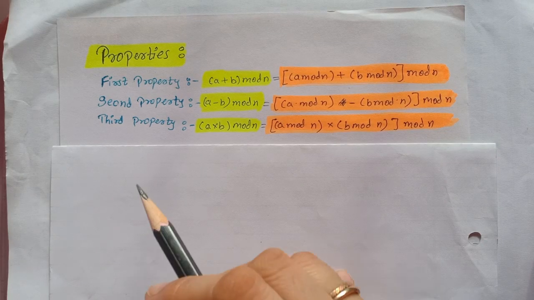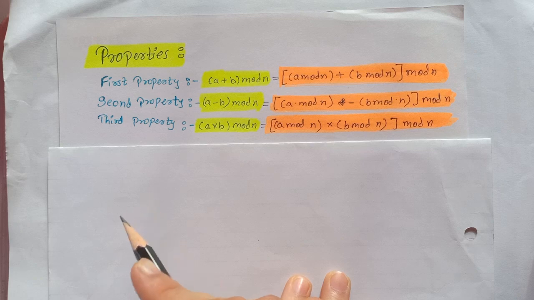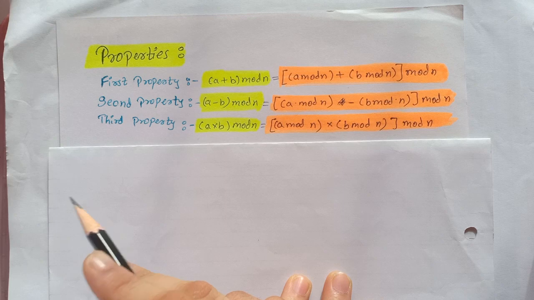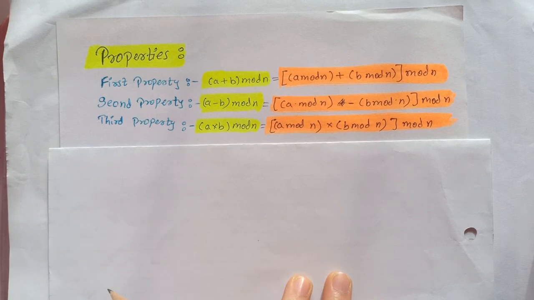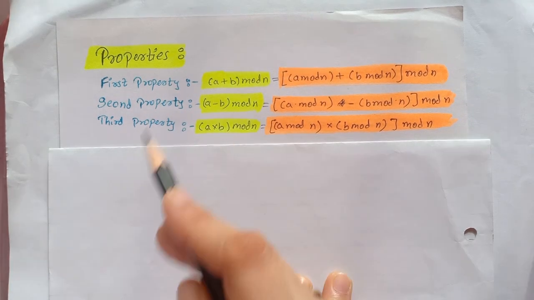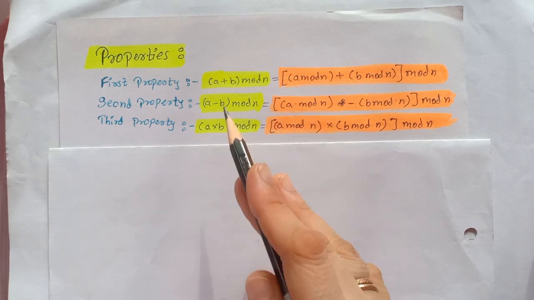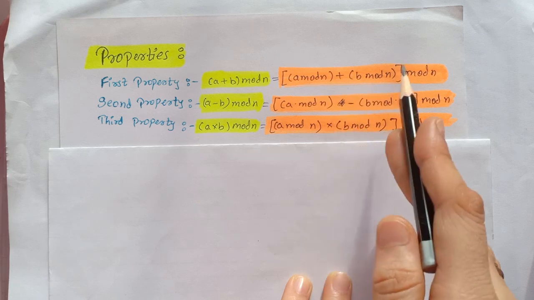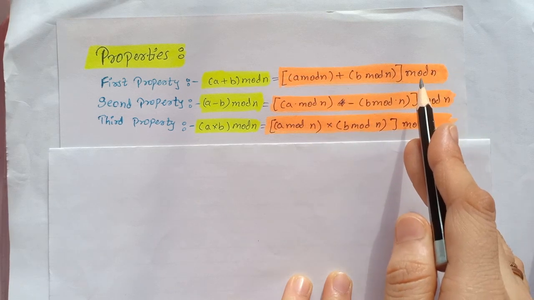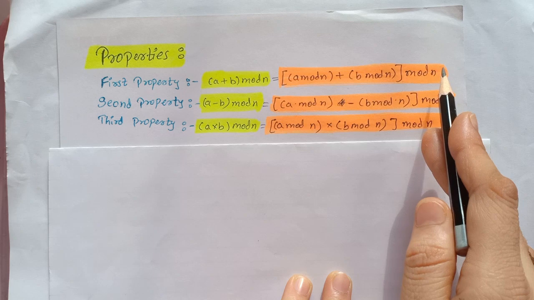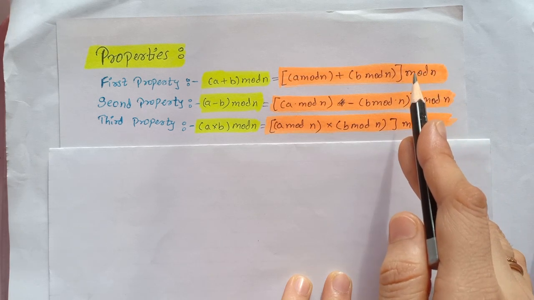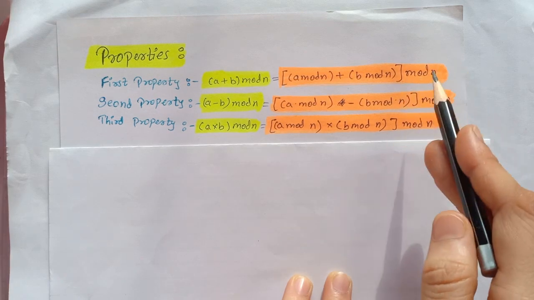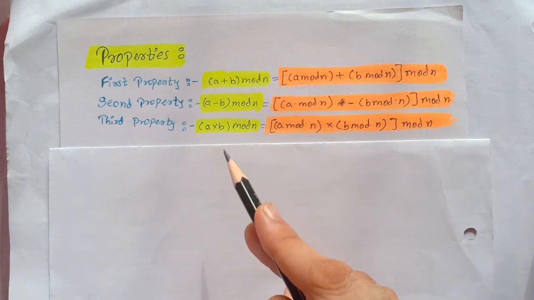So now let us see the properties. Earlier we saw some operations related to Zn. Related to those operations there are three properties. So a plus b mod n is equal to, we can split the mod, a mod n plus b mod n, and then the whole mod n. You may doubt why again the whole mod n. We will see with the help of an example why we require the whole mod n again.